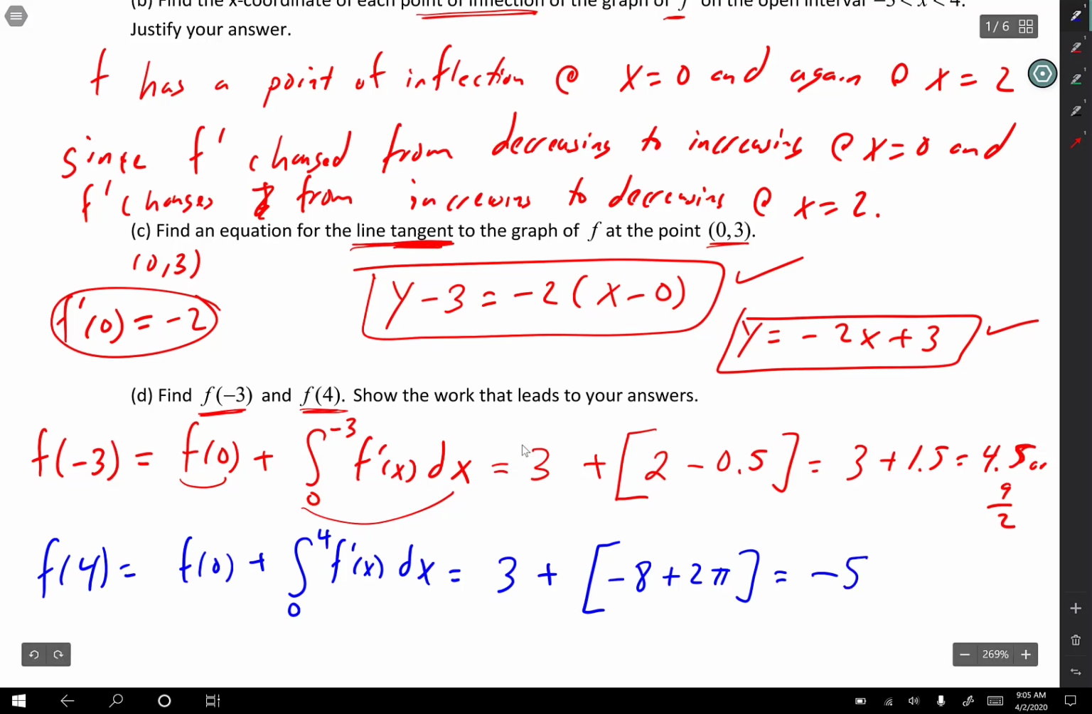So negative 5 plus 2 pi. I hope I didn't make a mistake. And if I did, well, correct me, guys, because I'm human and I make mistakes all the time. All right. Hopefully, if you look at the rubric, we got them right. And if not, I'm sure you guys will let me know.